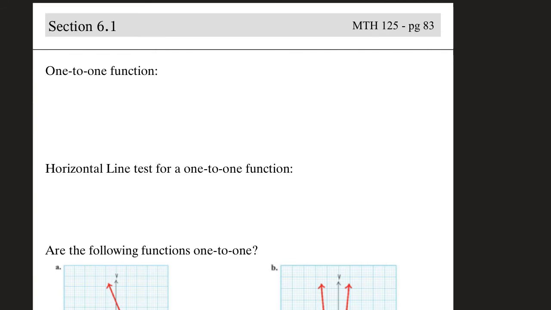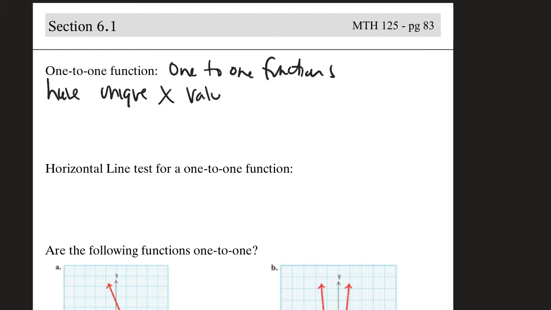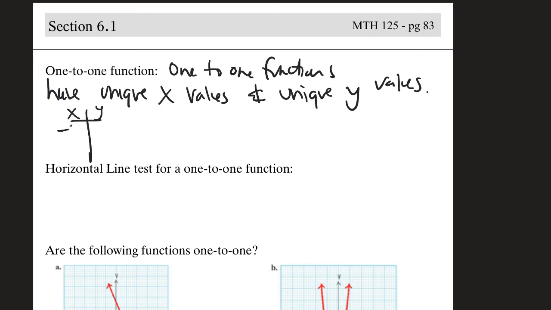Okay, so we're going to start by describing a one-to-one function. One-to-one functions have unique x values. I'm sorry, I'm going to say x values because that's how we started it off last time. Unique x values and unique y values. I almost ruined the surprise. And so for a one-to-one function, you would not just inspect the x values to make sure that they are unique. You would also have to inspect the y values to make sure those are unique also.